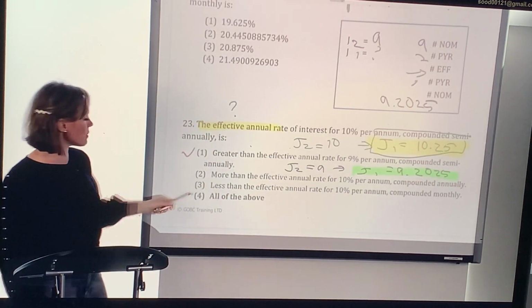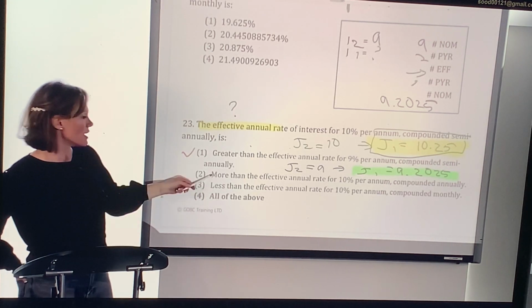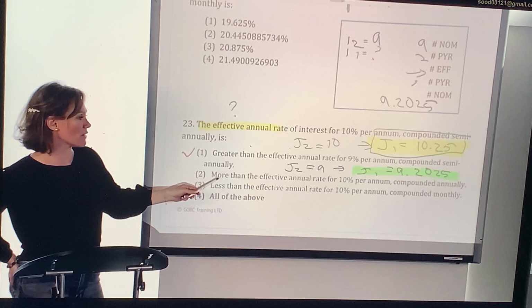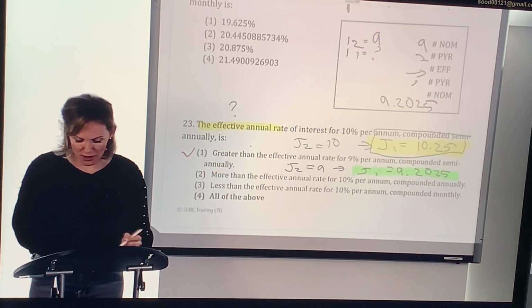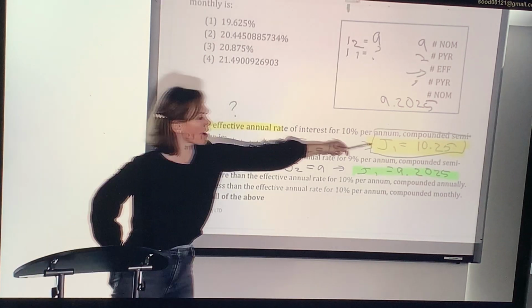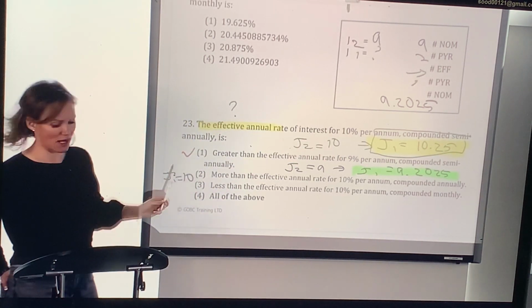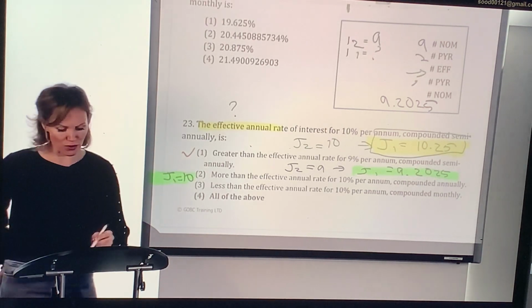Okay, I know that's true, but because it says all of the above, I have to work through more questions. So I'll do the same thing for the second option and for the third option. Second option, it says more than effective annual rate of 10% compounded annually. Thank God, we don't have to do much work there. So they want me to convert that. It's already converted to J1. So J1 equals 10, and it says that this effective rate will be more than this, and that's true because it's definitely higher than this one. Okay, so for that reason, option 2 is also true.